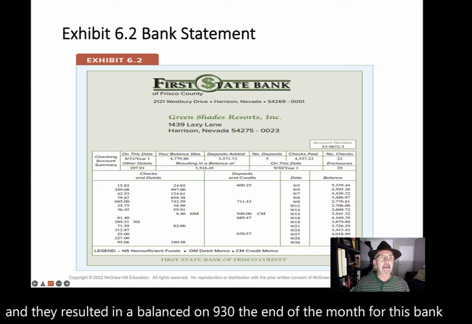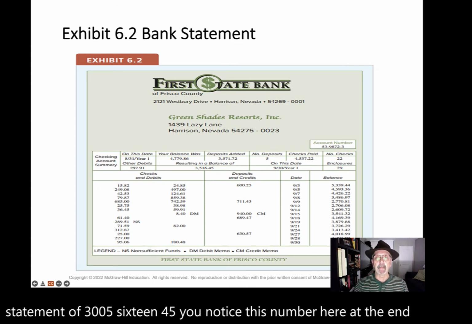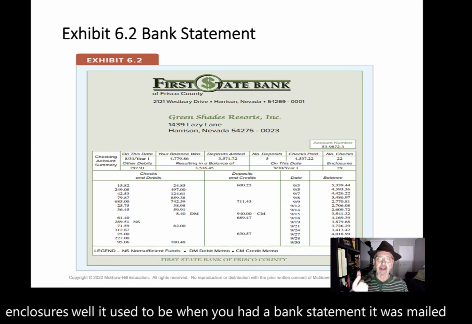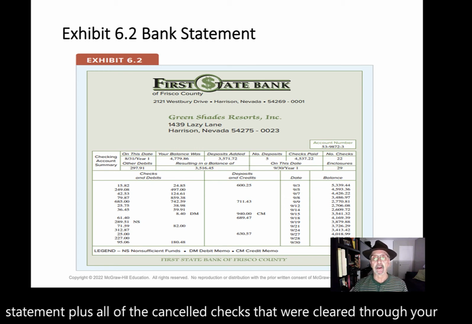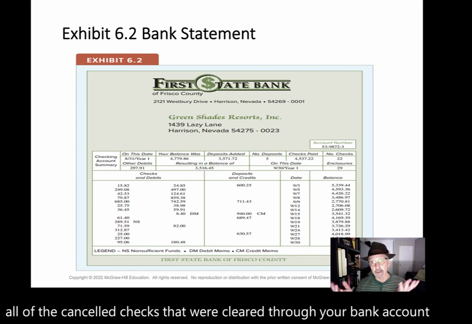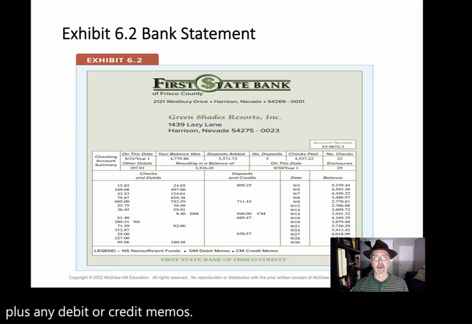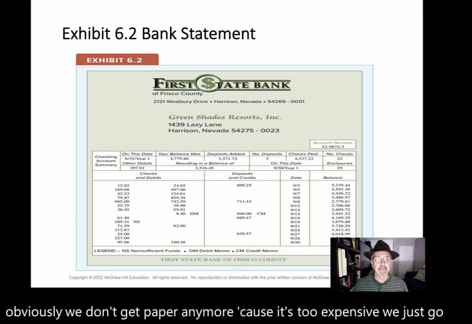You notice this number here at the end, enclosures. Well, it used to be when you had a bank statement, it was mailed to you. It was in a thick envelope, and it had the 3 pages of the statement plus all of the canceled checks that were cleared through your bank account, plus any debit or credit memos. Obviously, we don't get paper anymore because it's too expensive. We just go online and do everything there.